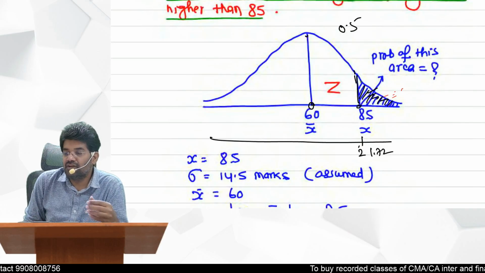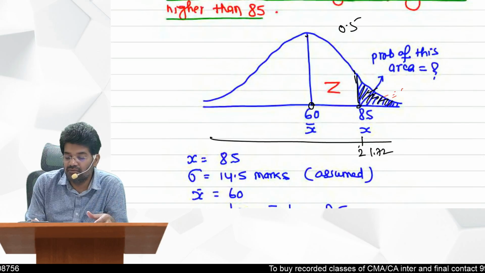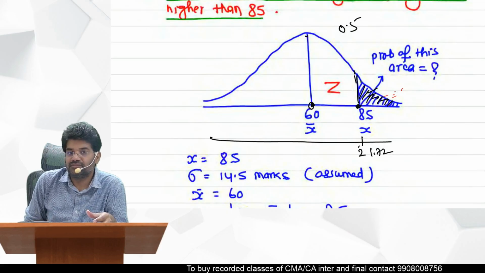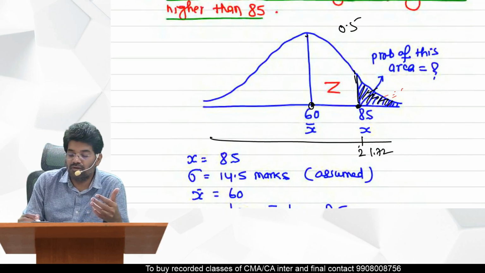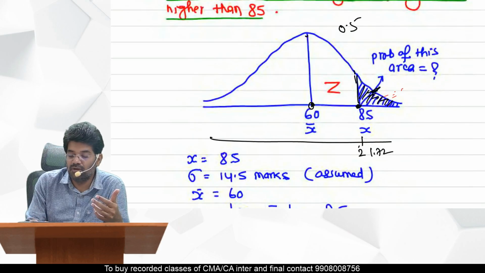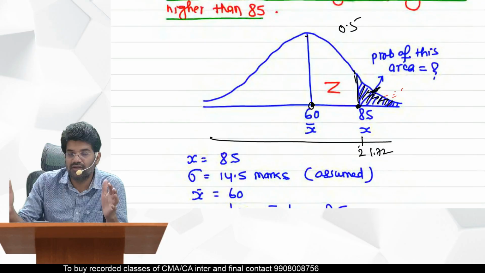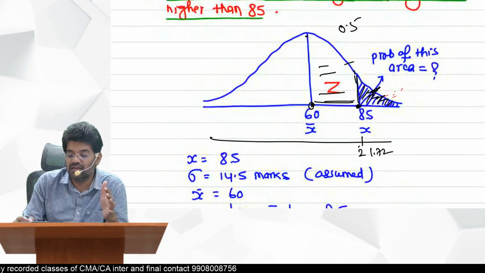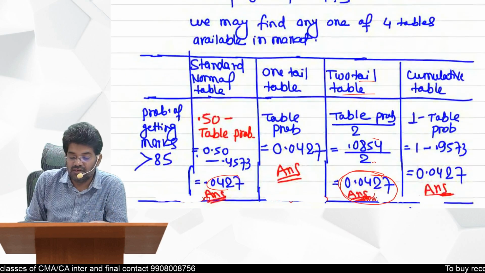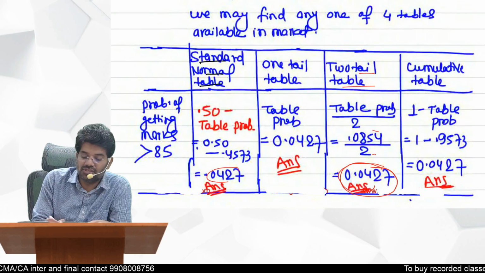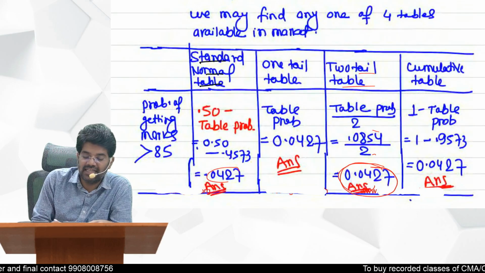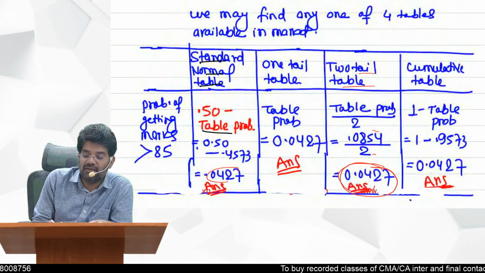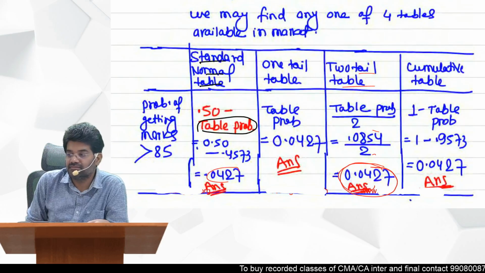If it is a standard normal distribution table, they will give you the area from here to this one. So to get the probability of this, we know that the probability of the complete right side is 0.5. From that, remove the value given, and then you will get this one. So for the probability of getting marks greater than 85, it is, as I told you, 0.5 minus the table probability they have given.